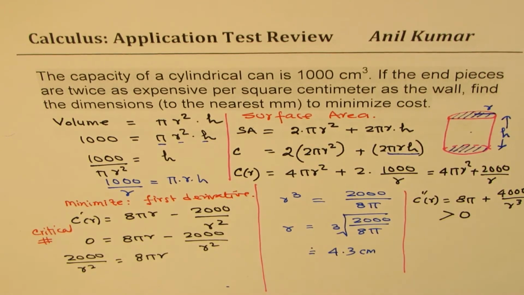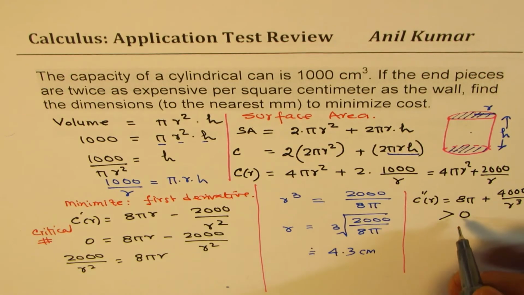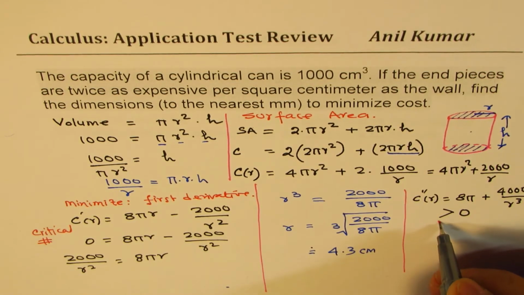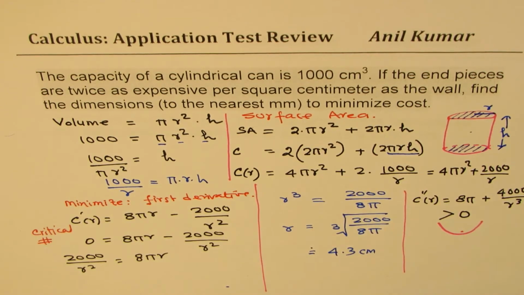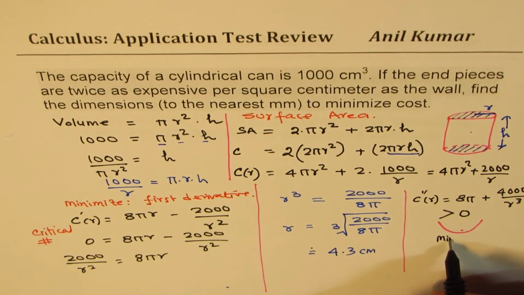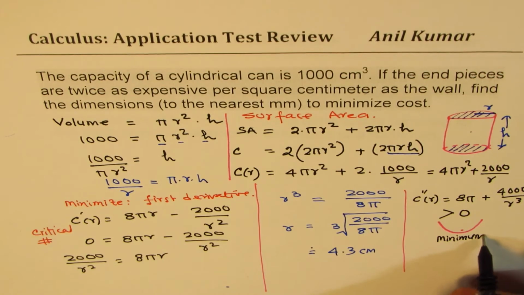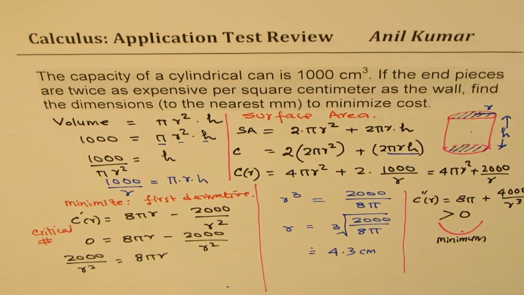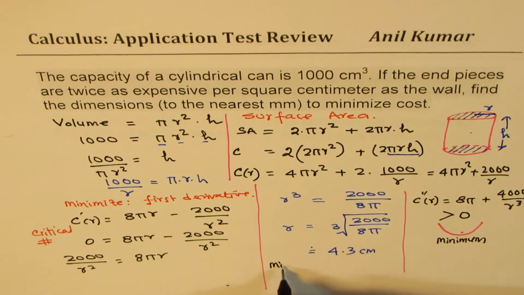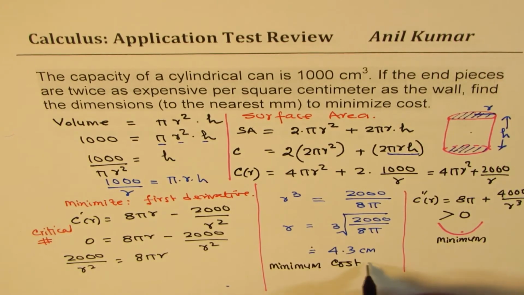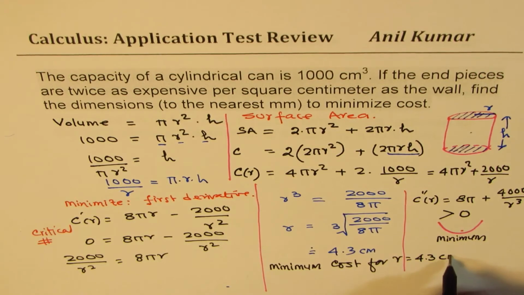Perfect. So at this level also, it is going to be greater than 0. That means greater than 0 means concave up. Perfect. So we have a minimum value. So that is a good test. Since we have done higher order derivatives, we could always apply this strategy. So that means we have minimum cost for a radius of 4.3 centimeters.